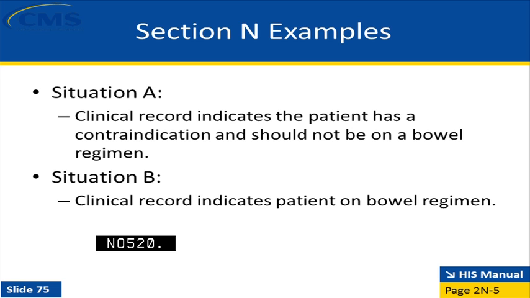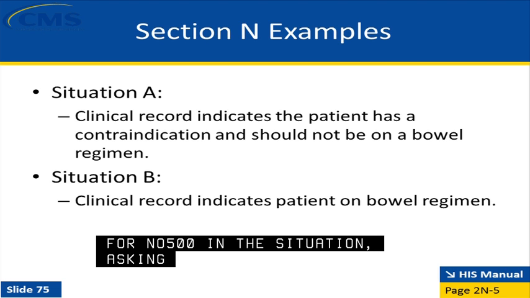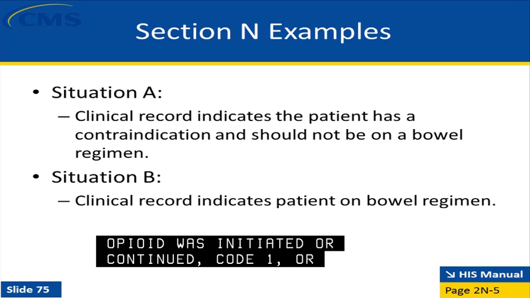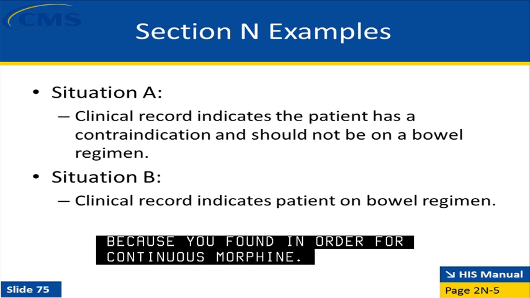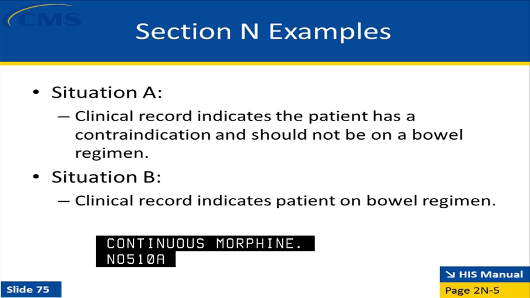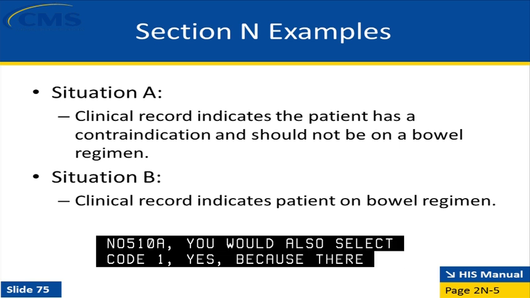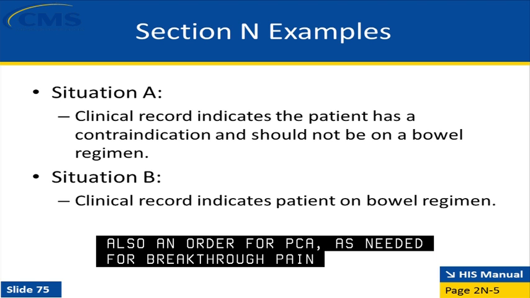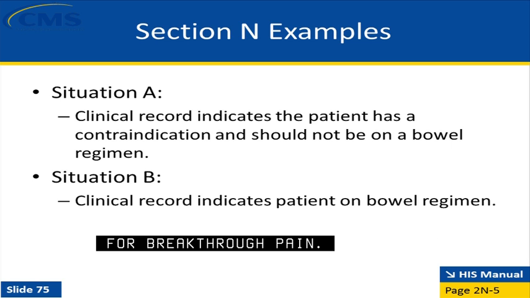So for N0500 in this situation, it's asking for was a scheduled opioid initiated or continued, and you would select code 1 or yes because you found an order for continuous morphine. In N0510A, you would also select a code 1, yes, because there's also an order for PCA as needed for breakthrough pain. And you would record the date as July 23rd in N0510B.